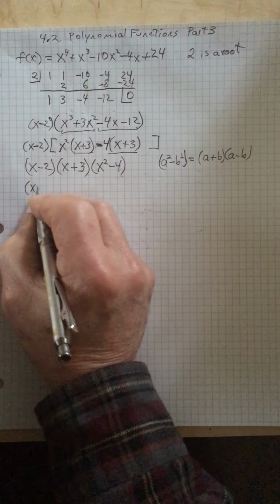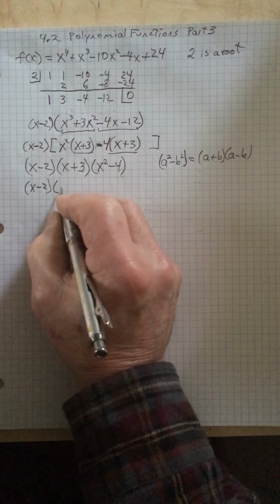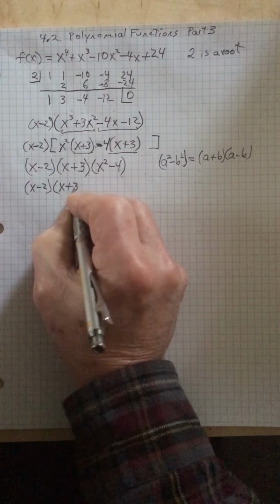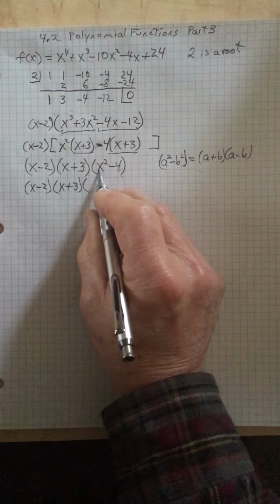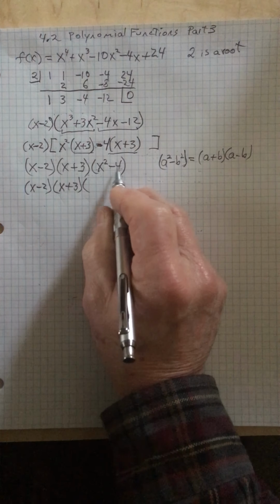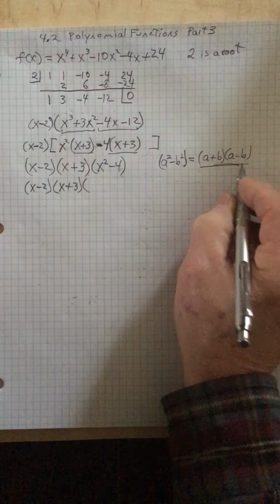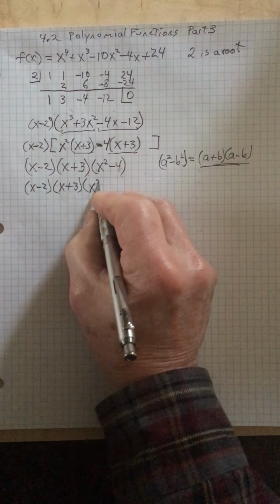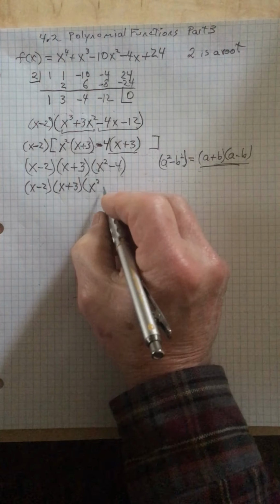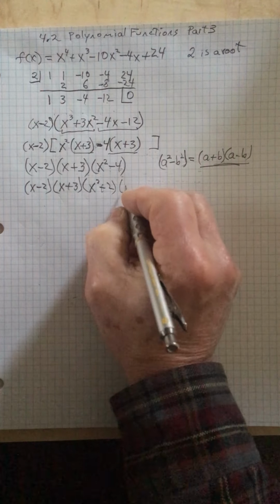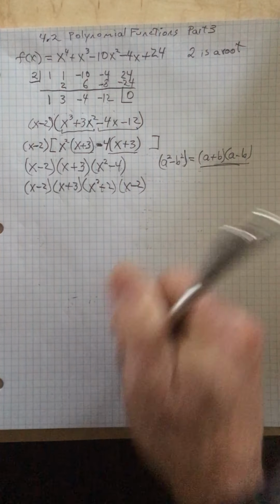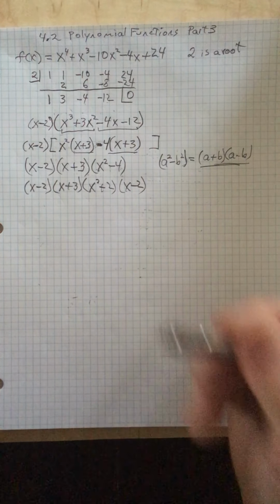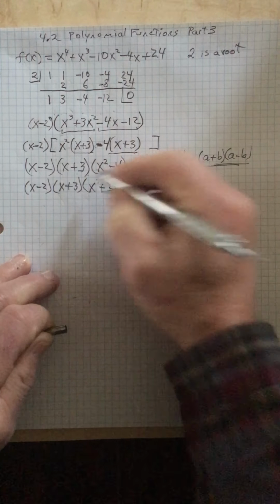So our answer is x minus 2, x plus 3, and then finally this will be x plus 2 times x minus 2 following this. x plus 2 times x minus 2. Hold on a minute. There.